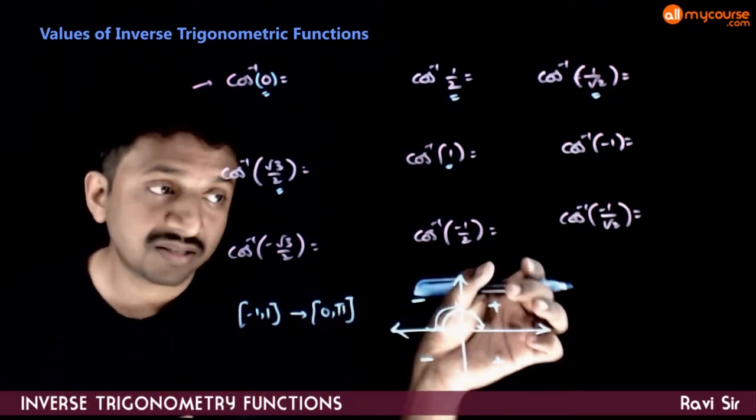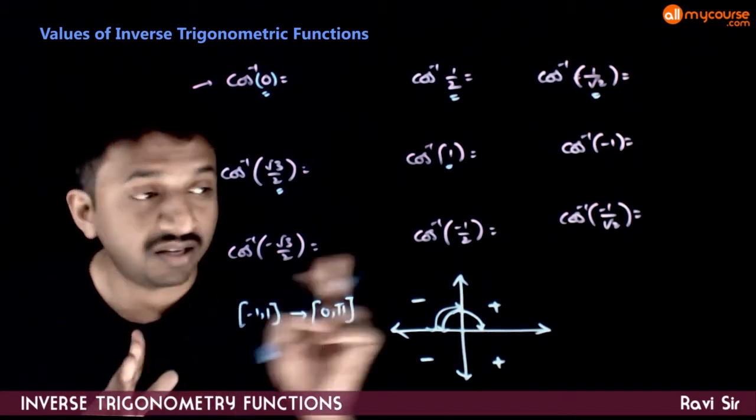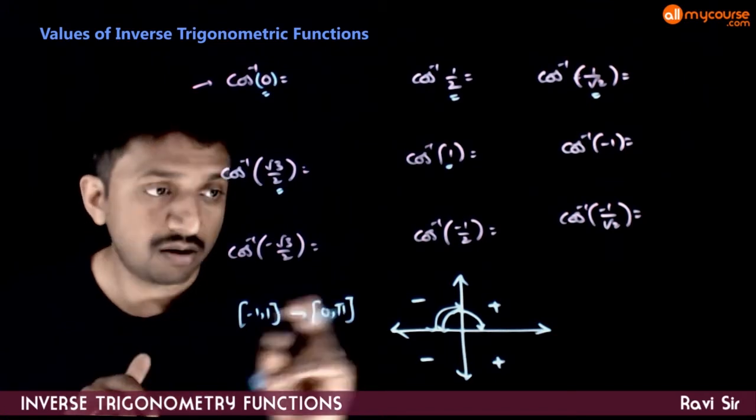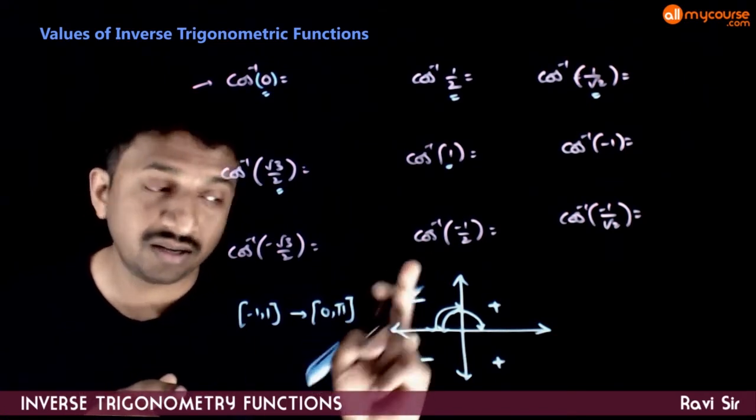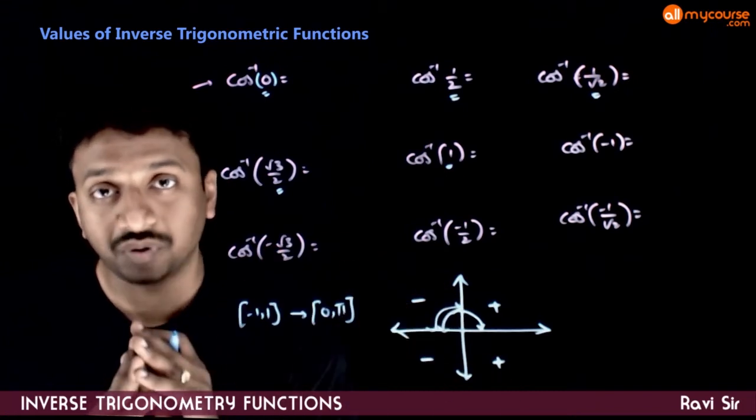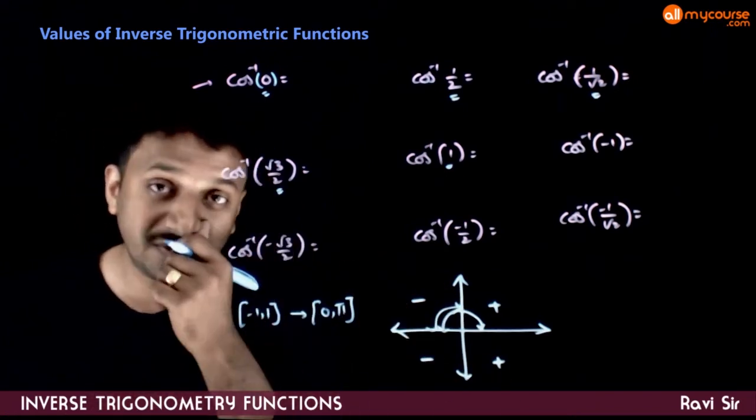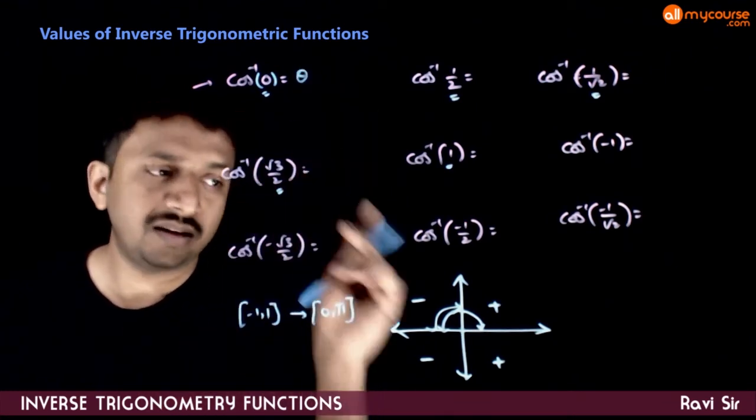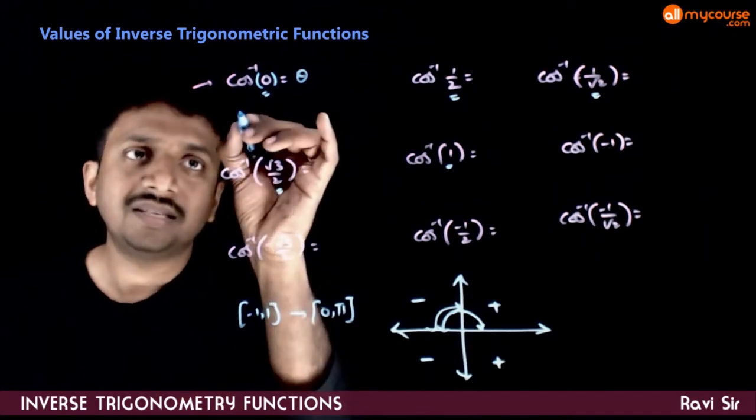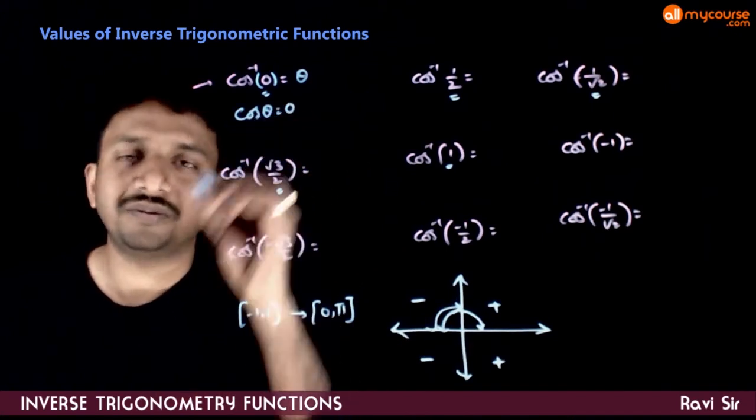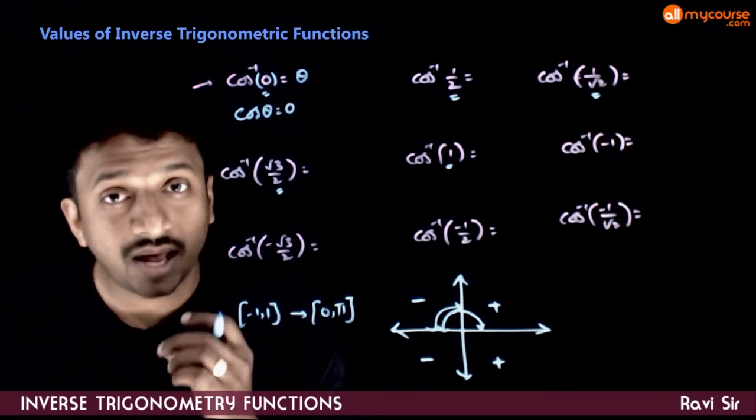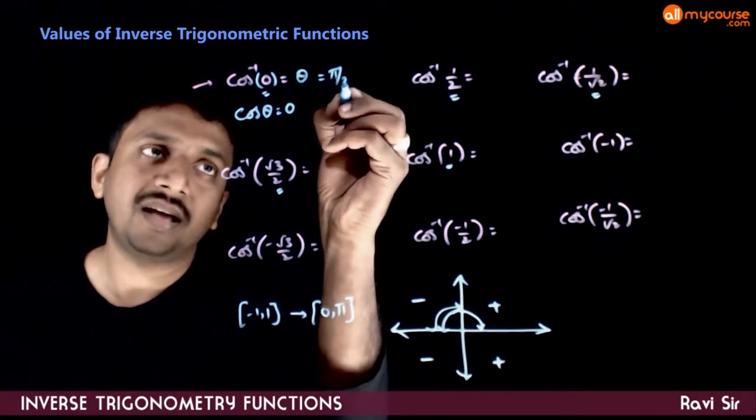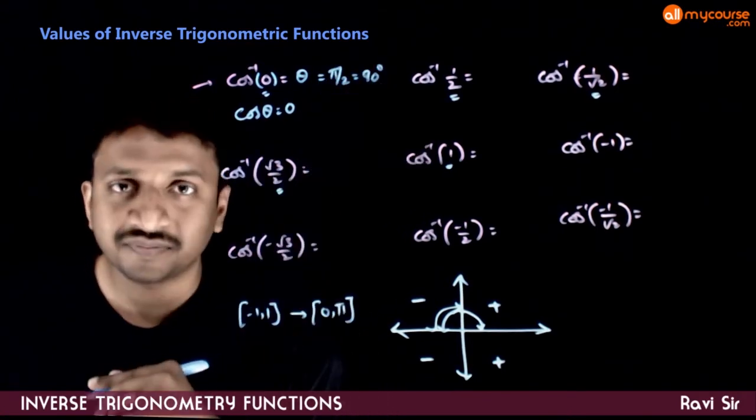For positive numbers, both sine inverse and cos inverse give you angles in the first quadrant. But for negative numbers, cos inverse gives you angles in the second quadrant, sine inverse gives you angles in the fourth quadrant. What is cos inverse of 0? Cos inverse of 0 is some angle theta which belongs to 0 to pi such that cos theta is equal to 0. So for what value of theta is cos equal to 0? Pi by 2, right? So the answer here is pi by 2 or 90 degrees.